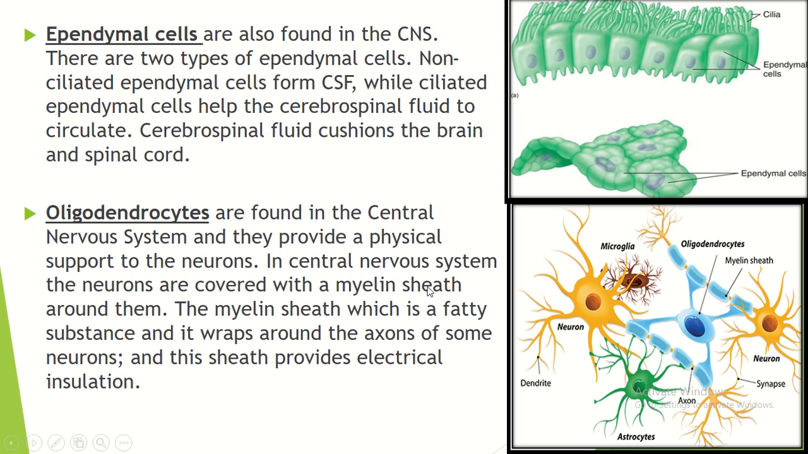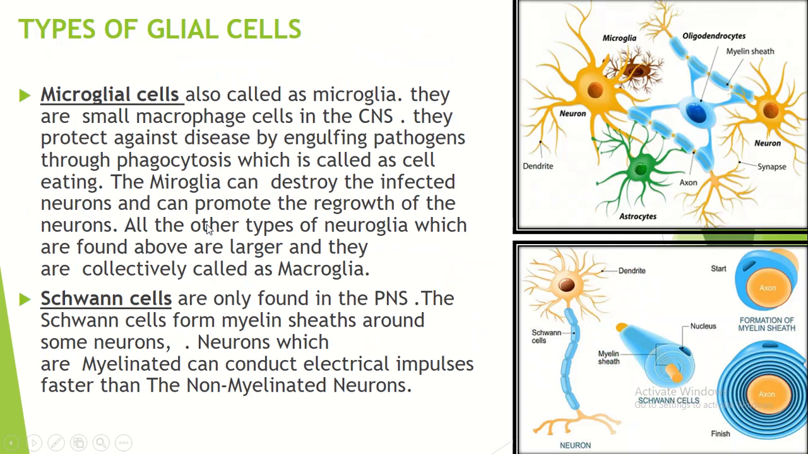The myelin sheath is the one which provides the insulation. The sheath provides electrical insulation and electrical protection. When signals are to be transferred from one point to another, they are protected and insulated by this myelin sheath. This is the main function of the oligodendrocyte, which also provides physical support and connection to the neurons. So this is the oligodendrocyte. And the microglial cells.